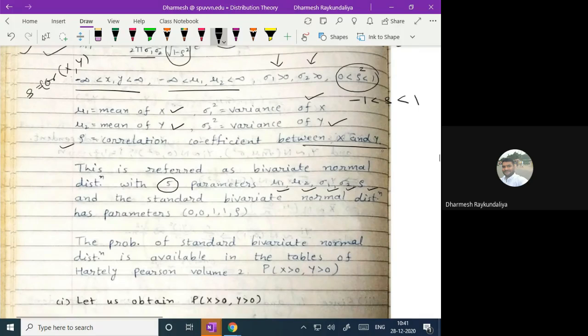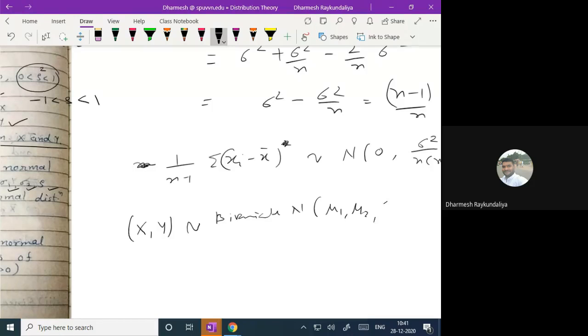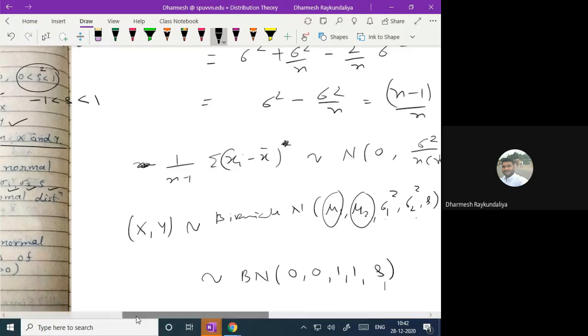So how will you write the bivariate normal distribution? If X and Y have the joint bivariate distribution, it is represented by (X, Y) distributed as bivariate normal with mean mu 1, mu 2, sigma 1 square, sigma 2 square, and rho. And if mu 1 equals 0 and mu 2 equals 0, and sigma 1 square and sigma 2 square are 1, then it is distributed as bivariate normal (0, 0, 1, 1, rho). So it is going to be a standard bivariate normal distribution.